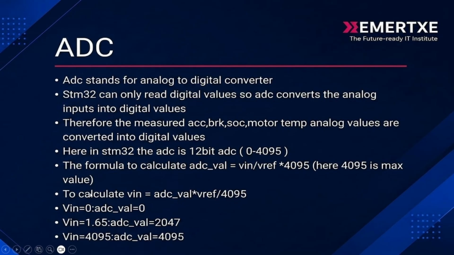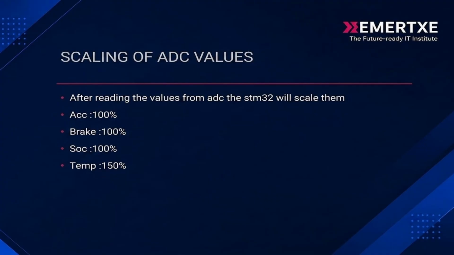Here Vin equal to 0, and ADC value is equal to what? 0. Vin equal to 1.65, ADC value equal to 2047. Vin value equal to 4095, ADC value equal to 4095. From the next slide, the scaling of ADC values. After reading the values from ADC, the STM32 will scale them. Means acceleration 100%, brake 100%, SOC 100%, temperature 150%.